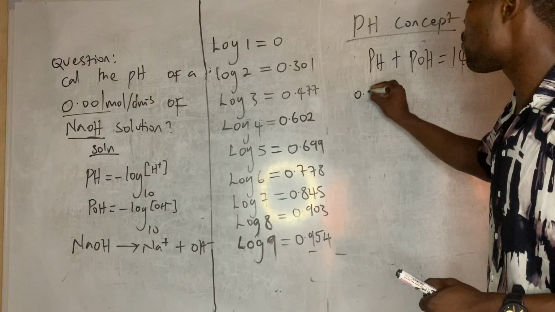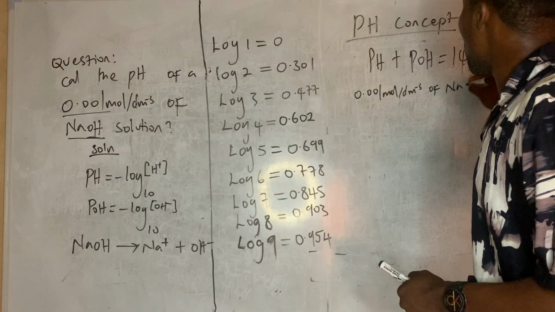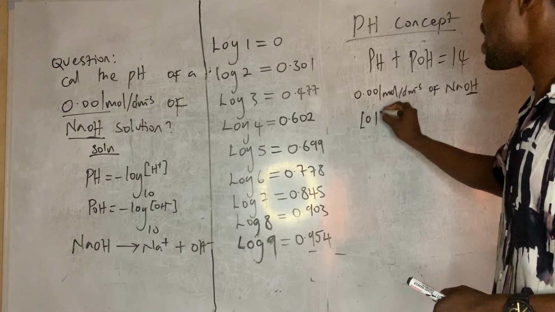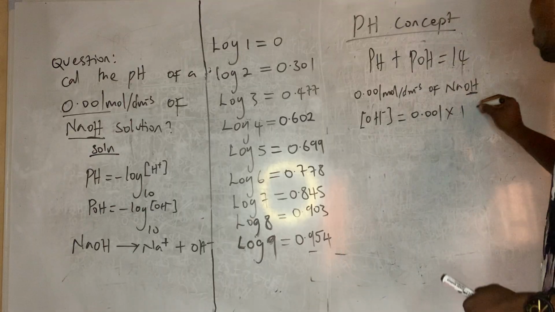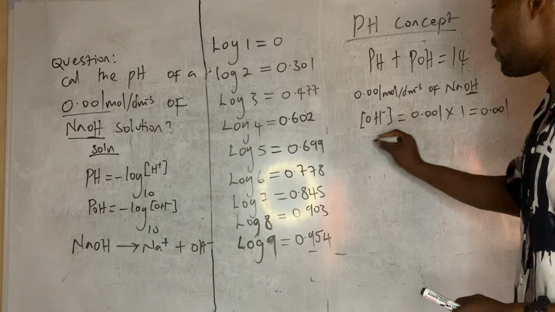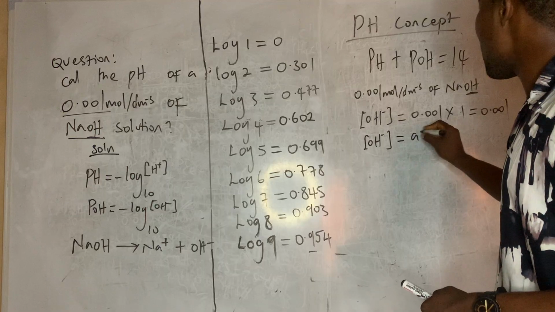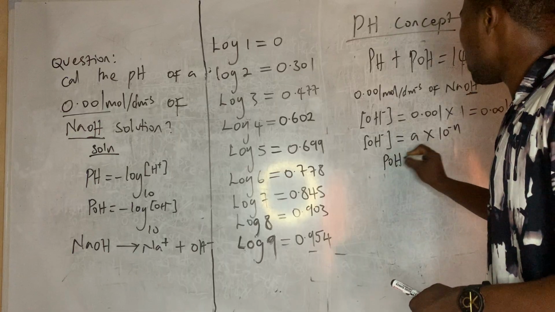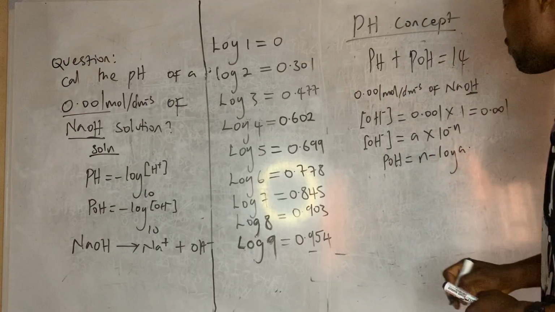Remember the question says 0.001 mole per dm cube of NaOH. How many OH are there? It's 1. Therefore the hydroxide ion concentration is 0.001 times 1, which is also 0.001. Remember, if the OH ion concentration is A times 10 raised to the power minus n, then pOH is equal to n minus log A.